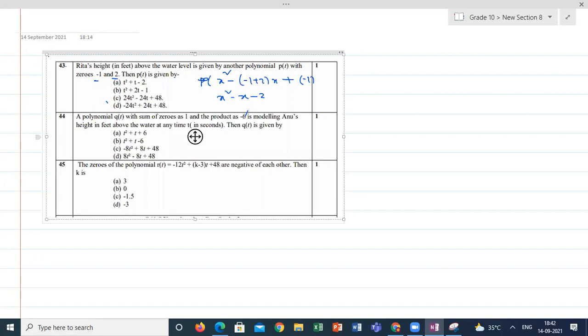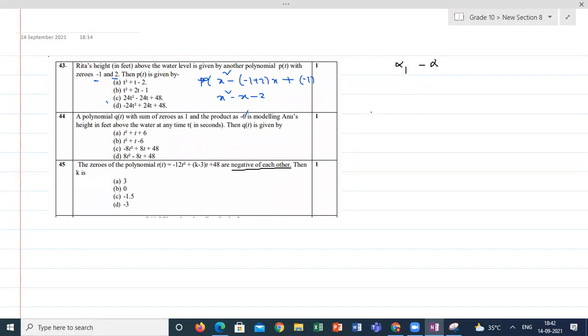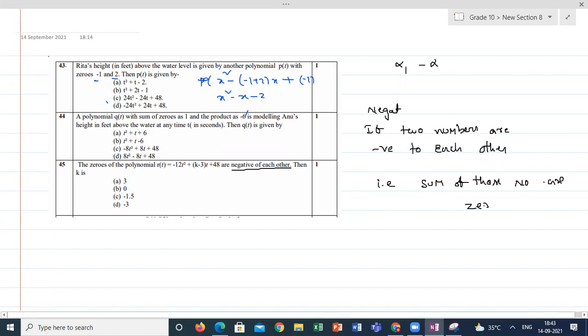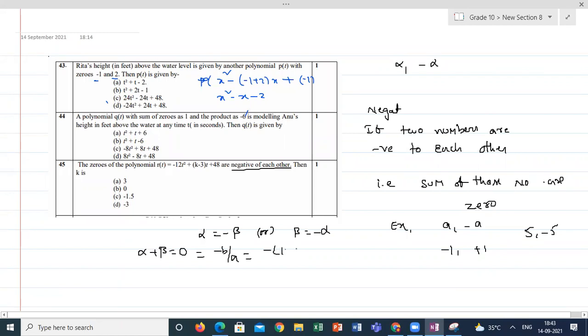The zeros of the polynomial are negative to each other. What is the meaning of negative to each other? Alpha, minus alpha. If two numbers are negative to each other, that is, the sum of those numbers is zero. Example, a, minus a, negative to each other; minus 1, plus 1, negative to each other; 5, minus 5, negative to each other. So here alpha is equal to minus beta, or beta is equal to minus alpha. So alpha plus beta should be equal to zero, that is equal to minus b by a of the polynomial. What is minus b? Minus of k minus 3 by minus 12 should be equal to 0 to satisfy the given condition.